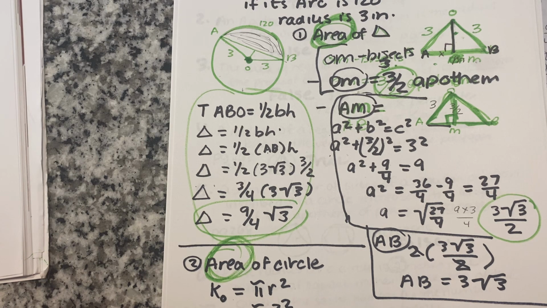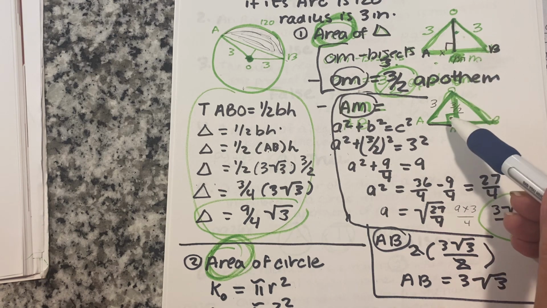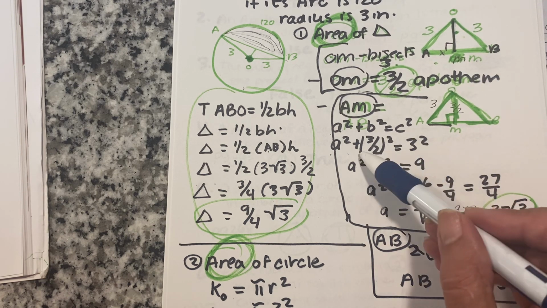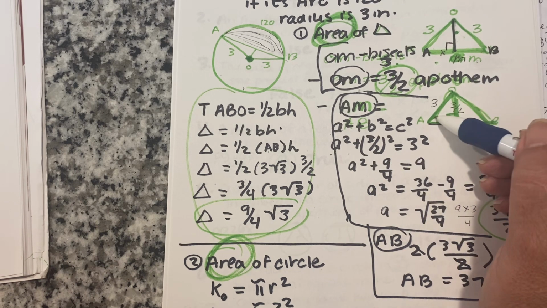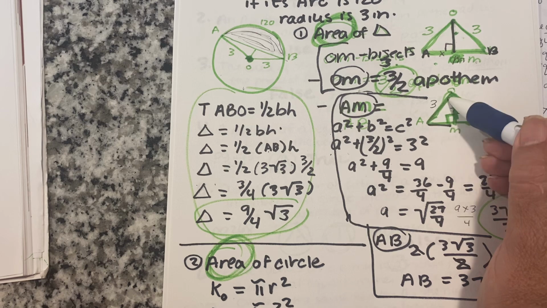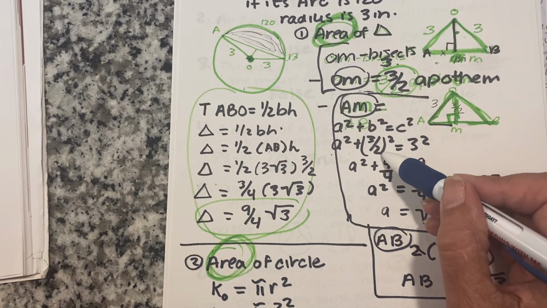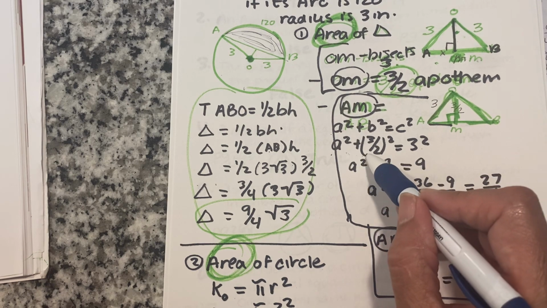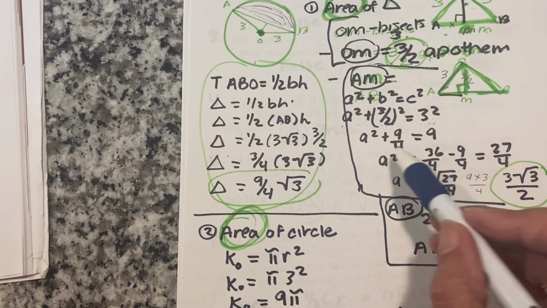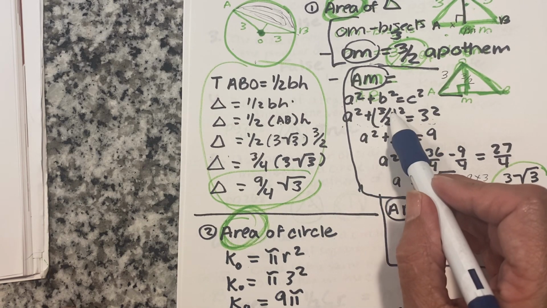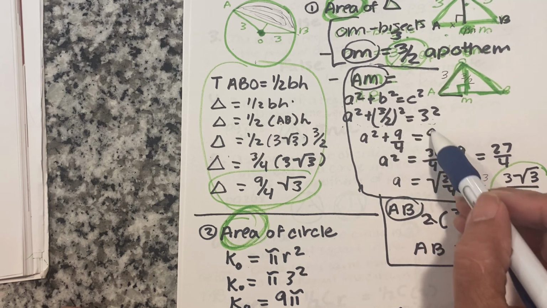So we have the Pythagorean theorem, a square plus b square equals c square. Well, what we have here, we know the radius is 3. We know that this is 3 because this is a radius. So we put 3 in, and we know that this is 3 halves. So now we have a square plus 3 halves square equals 3 square. It's going to be a square plus, 3 halves times 3 halves is 9 fourths, and then 3 squared is going to equal 9.